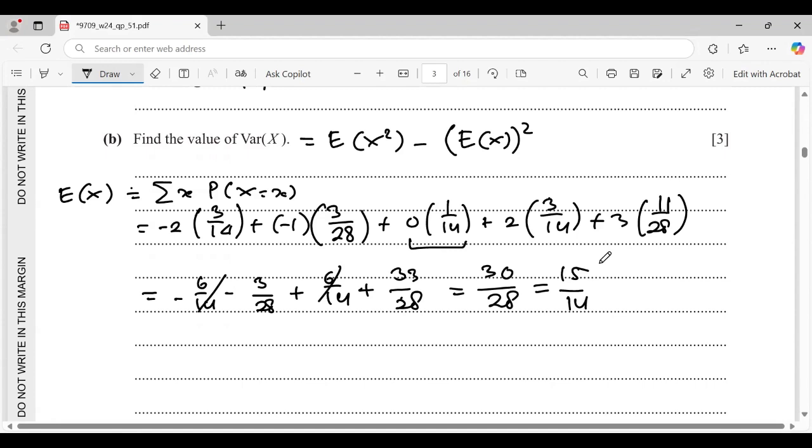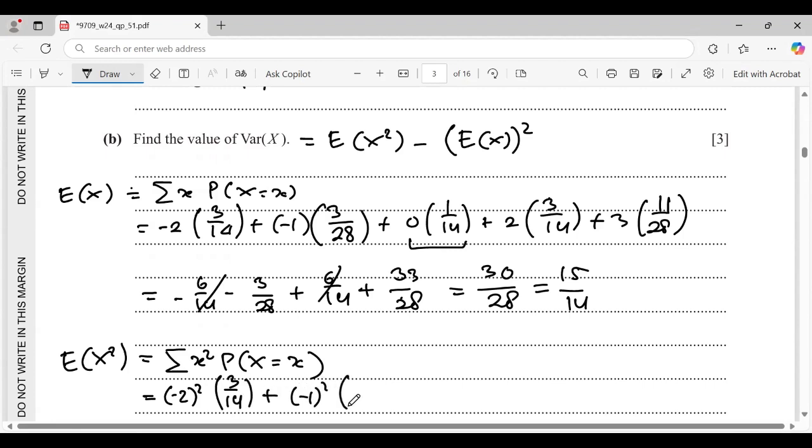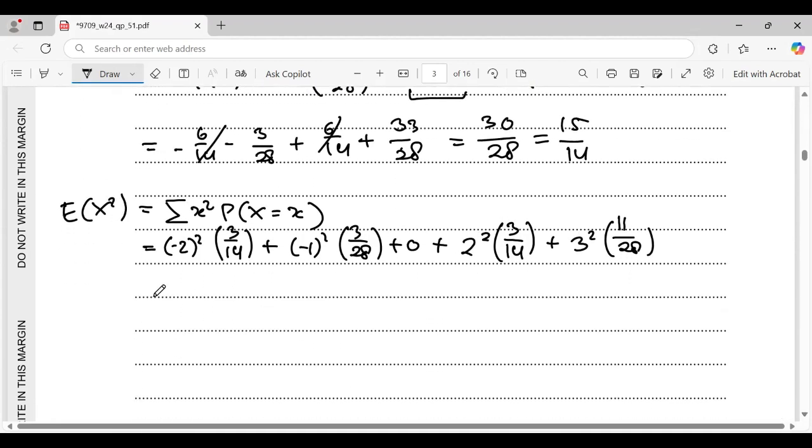And after that, E(x squared). E(x squared) is sigma x squared times the probability of x. So this is minus 2 squared times 3 over 14, minus 1 squared times 3 over 28, plus 0, plus 2 squared times 3 over 14, plus 3 squared times 11 over 28. Right? And if you calculate, the result is 150 over 28 or 75 over 14.